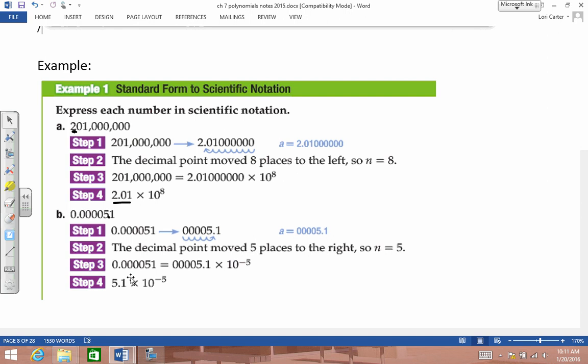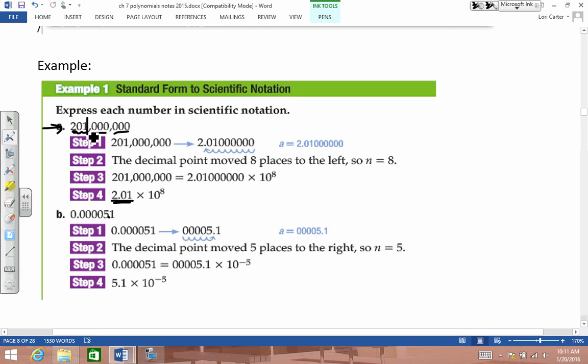Now, let's do the scientific to standard, though, first, just so you understand where they come from. So I have 201 million. Everybody here? So we got 201 million. Where does the decimal have to go? After the 2. Okay, so I have to go after the 2 and put my decimal. So my mantissa, I go to the last number, so it's 2.01. Everybody understand? Okay. How many places did I move it? 8. Because you had 3, 6, 7, 8. Everybody good? So times 10 to the 8.